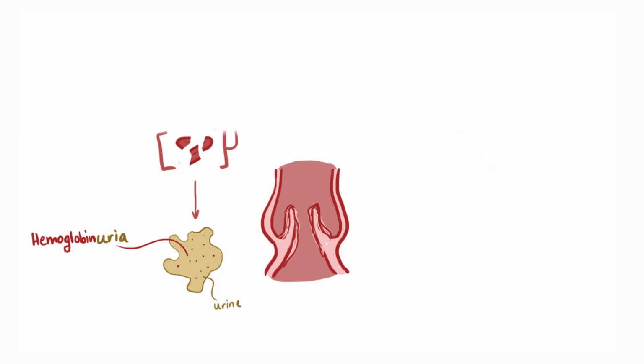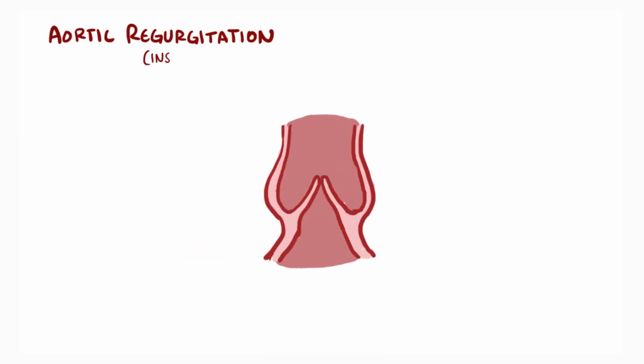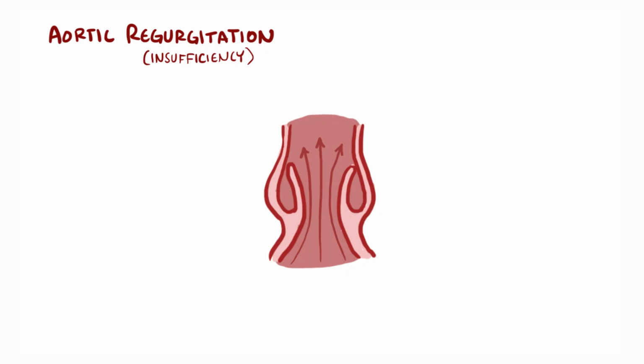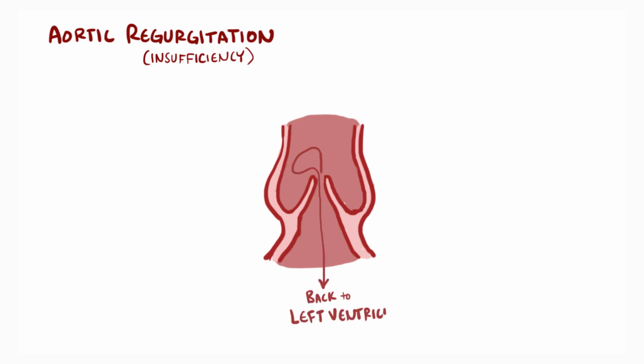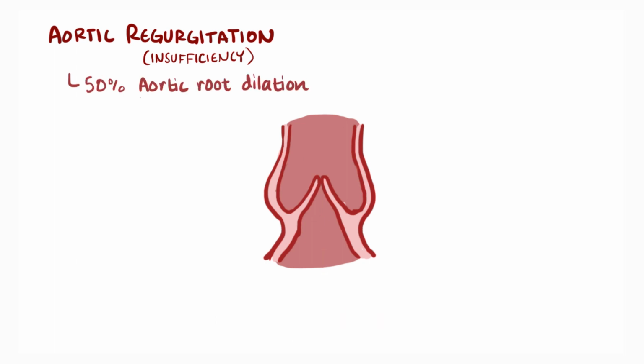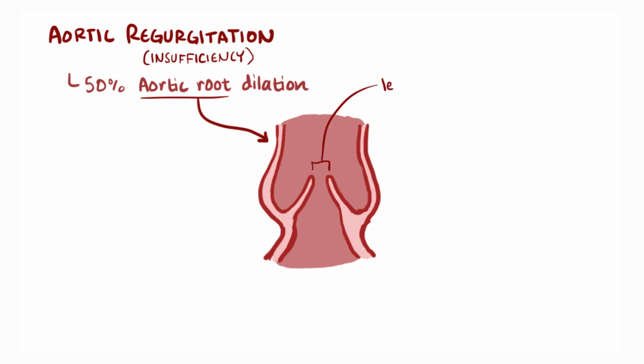Alright, so that was aortic stenosis. What about aortic regurgitation? Well, normally right after the ventricle pumps blood out through the aortic valve, the valve shuts and remains shut until the ventricle fills again. With aortic regurgitation, or sometimes aortic insufficiency, blood flows back from the aorta into the left ventricle during diastole, or during ventricular filling. About half of cases are caused by aortic root dilation, which is where the root dilates or gets bigger, and in doing so pulls apart the leaflets, making it harder for the valves to fit snugly together and close all the way, and letting some blood flow backward.